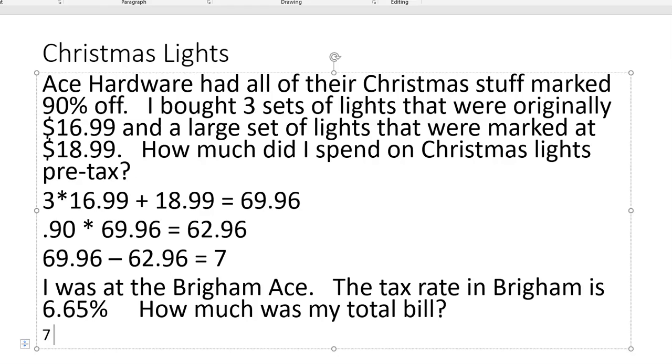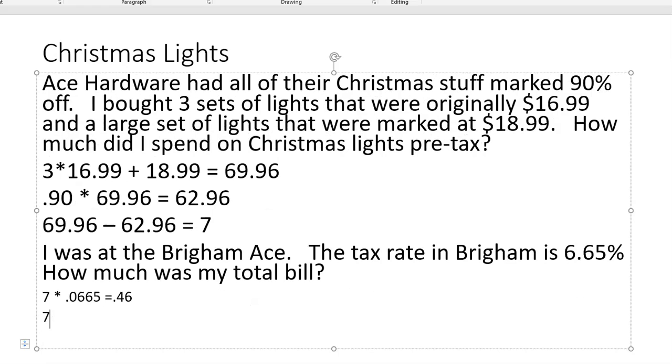So 7 times 0.0665. I got to move the decimal over 1, 2 times 0.0665 means in tax I'm paying 0.4634, which rounds to just 46 cents. So I am paying a total of 7 plus 46, $7.46 is what I paid for my Christmas lights, which were originally priced at $69.96.